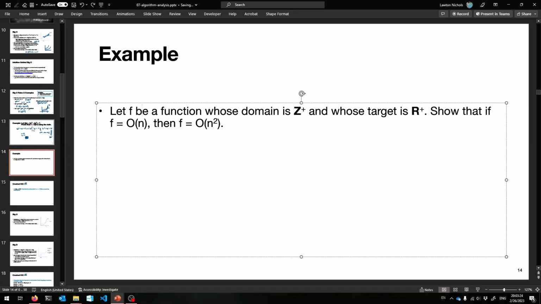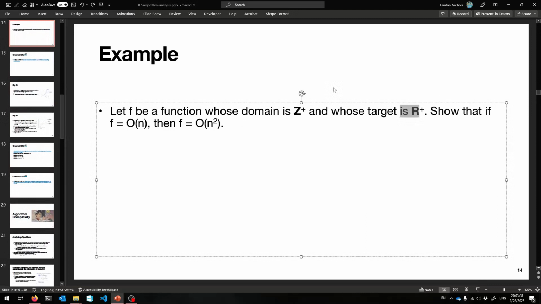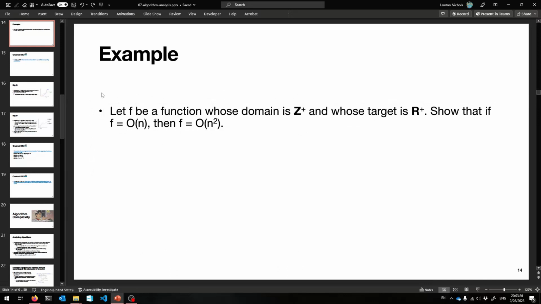So let's pretend f is a function, and its domain is the positive integers, target is the positive reals, as you need for those definitions of big O. Show that if f is big O of n, then f must also be big O of n squared. All right? And so this is your standard direct proof. This is your assumption. Assume this, and then we show this. This is what we need to show.